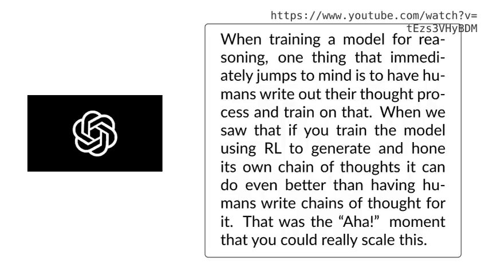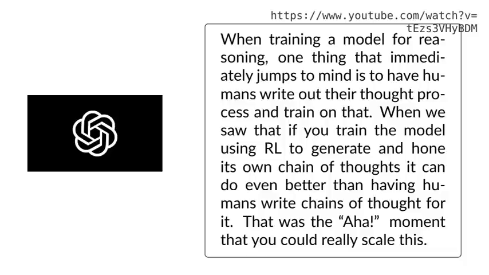Finally, one last quote from OpenAI that I found really interesting. They said that when training a model for reasoning, one thing that immediately jumps to mind is to have humans write out their thought process and train on that. When we saw that if you train the model using RL to generate and hone its own chain of thoughts, it can do even better than having humans write chain of thoughts for it. That was the aha moment that you could really scale this. I think this quote is pretty amazing.